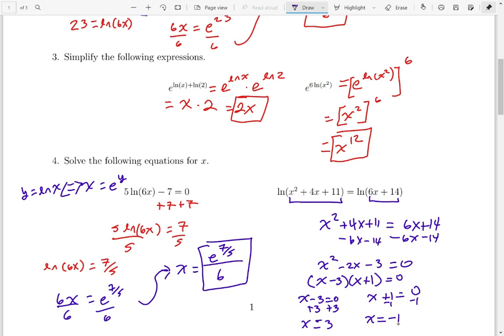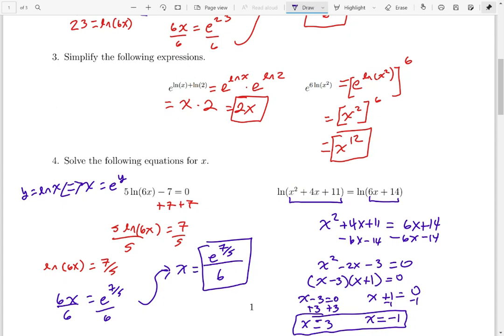Well, notice that when I plug negative 1 into 6x plus 14, 6 times negative 1 is negative 6, negative 6 plus 14, that's going to be positive, that's fine. 3 plugged in there works as well. I do need to plug it back into this quadratic to confirm that it's okay, but I claim when we plug the positive in, we're going to have no issues. And I also claim that if we plug in negative 1 into x squared plus 4x plus 11, we're also going to get a positive, and so we're perfectly fine. And so both of these are our solutions. We have no issues here.